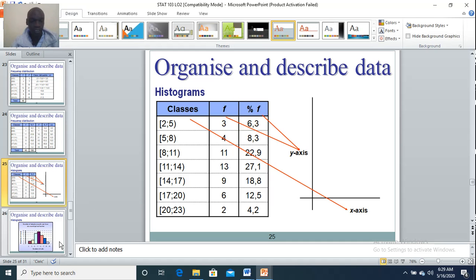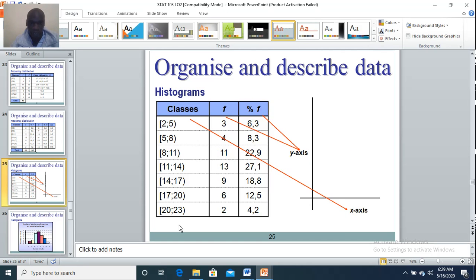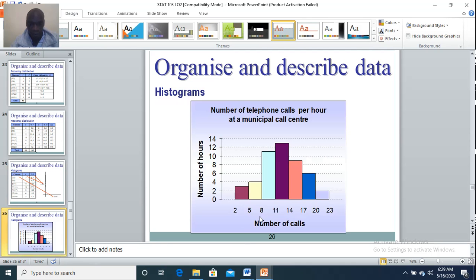So the variables, like always, they go on the x-axis, the frequency on the y-axis. So this is what is happening here. This is 2 to 5, they are 3, 5 to 8, 4, like that, like that. So this is our histogram. It's just simple: 2 to 5, that is this bar, 2 to 5, 3.